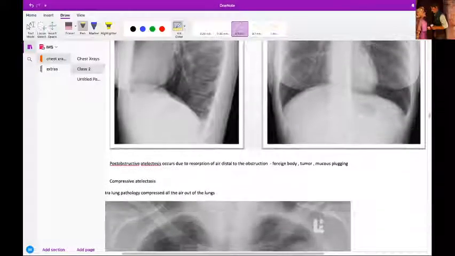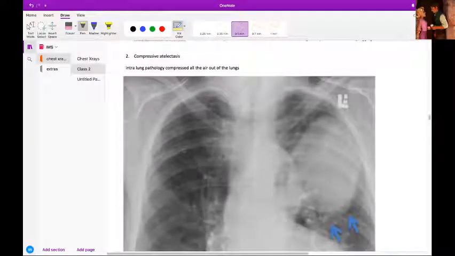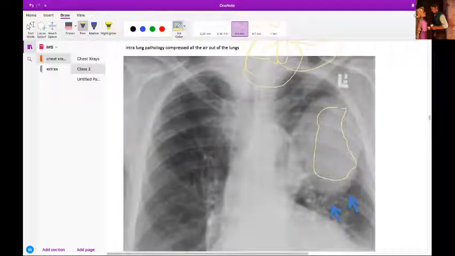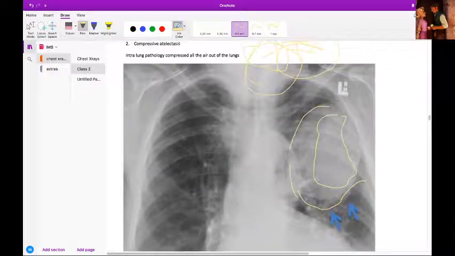Now, next one is compressive atelectasis. Compressive atelectasis is different in the way that it has a really big lung pathology, a very big lung pathology. It basically pushes the air out of the alveoli around it. So suppose this is the alveoli and there's some very big mass compressing it. So then whatever air was there can't come inside. So that is compressive atelectasis. Okay, so the mass is over here, and the lung area surrounding it will have consolidation. So that is compressive atelectasis.